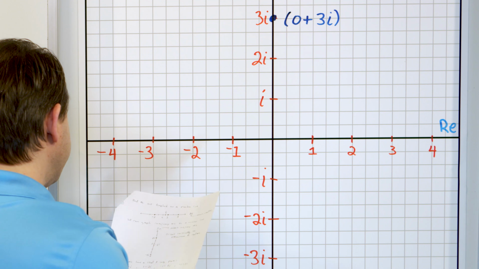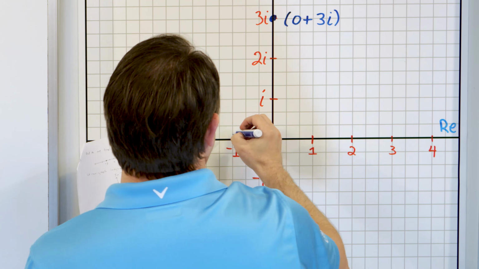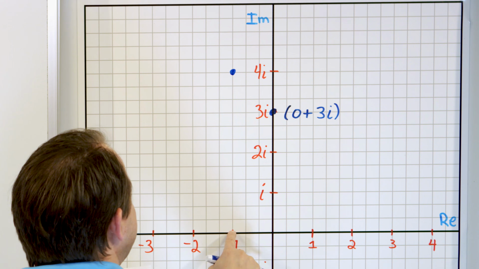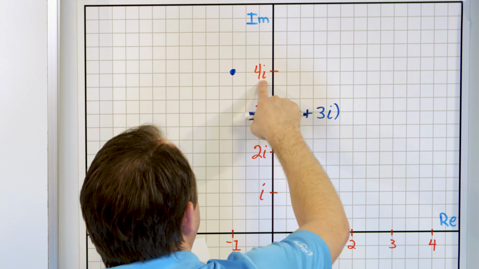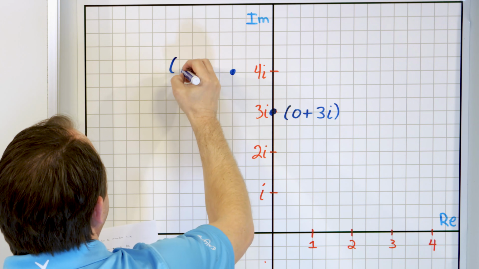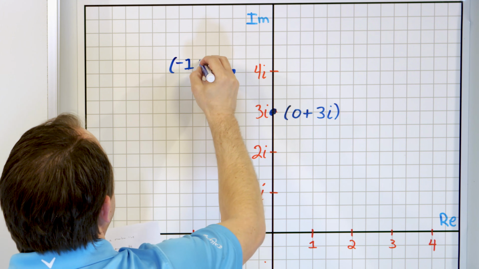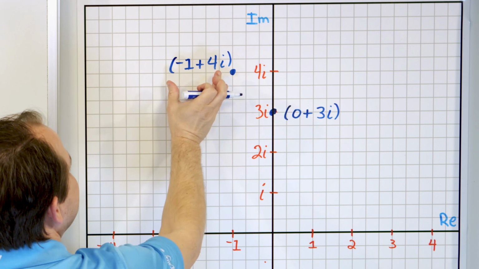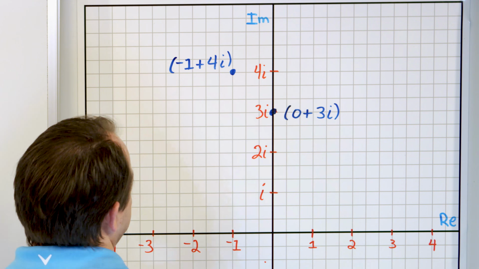All right. What would this point be right here? Let's go up here. What would this point be right here? Well, the real part is -1. And the imaginary part is 4. So really what I would put is -1 plus 4i. This is the complex number that's associated with this point right here.